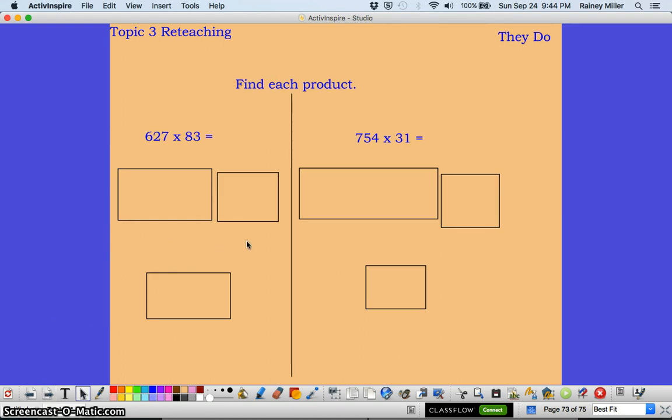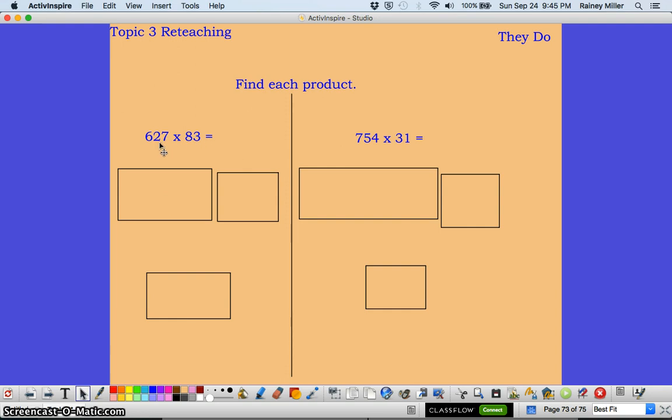Okay, now this one you're just going to straight up find the answer to the problem. You can either do distributive, or what you can do is the other one, the compact way of doing it. So go ahead, stop the video, try it out.